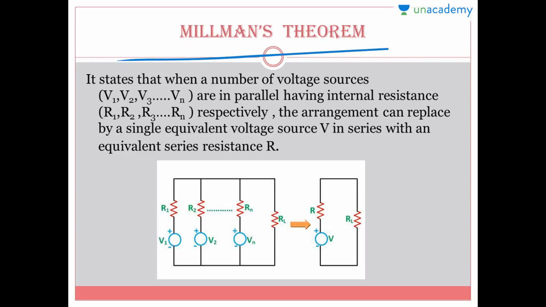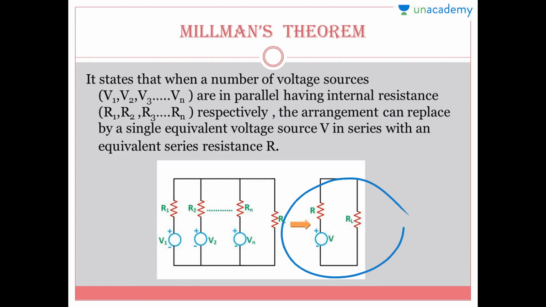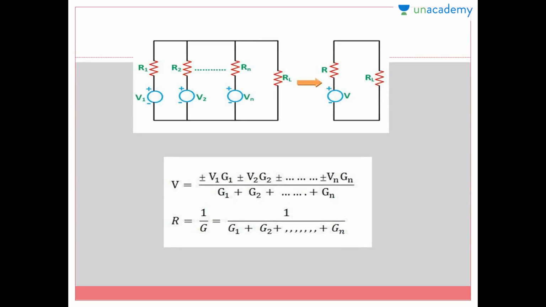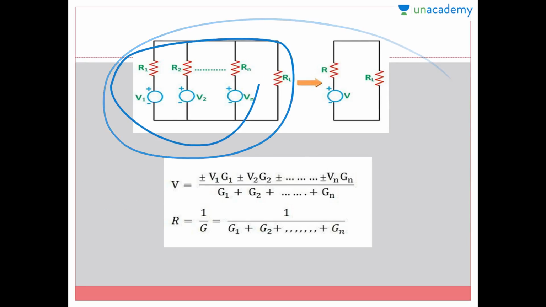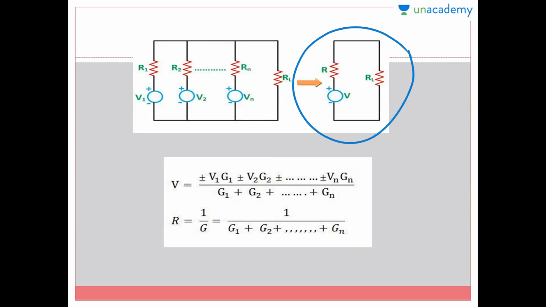Now what is Millman's theorem? It states that when a number of voltage sources V1, V2, V3 till Vn are in parallel, having internal resistances R1, R2 and Rn respectively, the arrangement can be replaced by a single equivalent voltage source in series with the equivalent resistance R. So this whole circuit we can convert into a single resistance and voltage.